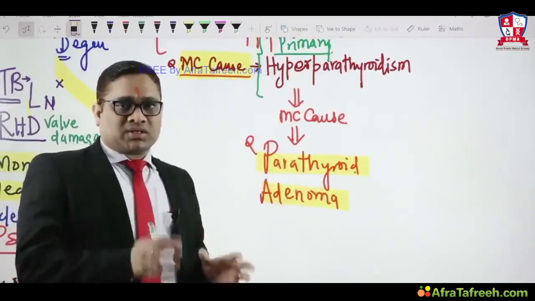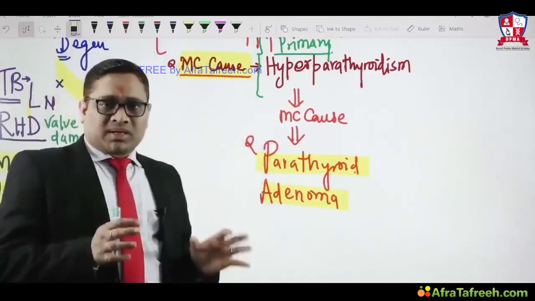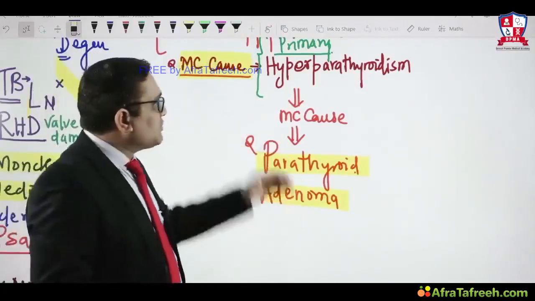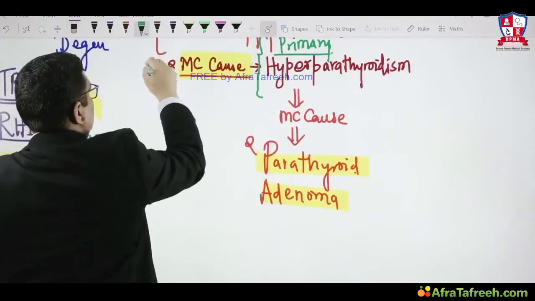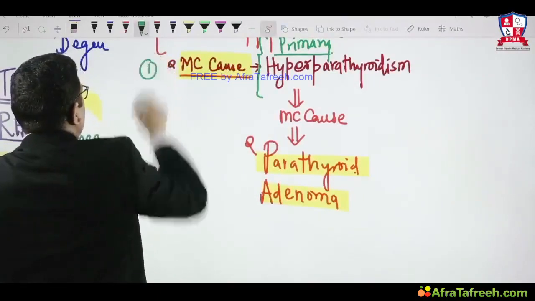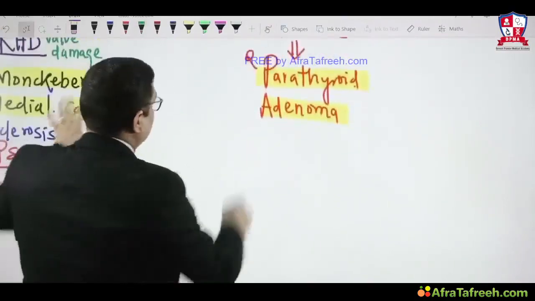So this is how we have to understand that parathyroid adenoma is the overall most common cause of the metastatic calcification, and it is the cause of primary hyperparathyroidism also. This is one important cause for metastatic calcification. What are the other causes of metastatic calcification?